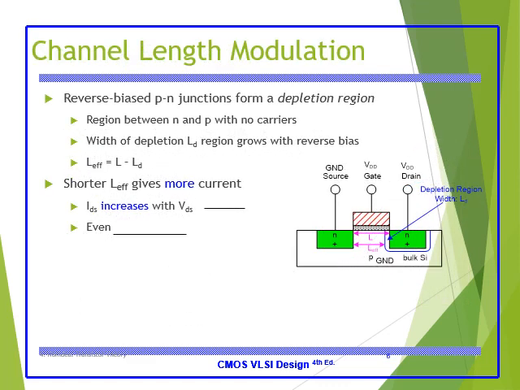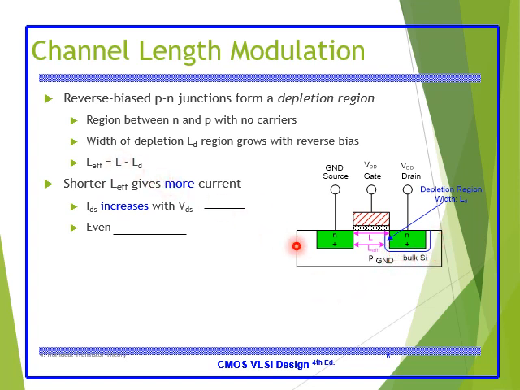Next one, channel length modulation. The reverse biased PN junctions form a depletion region. Then the region between N and P has no carriers. Then the width of the depletion region LD grows with increased reverse bias. Here we have the original length of the channel, and after the depletion region we have the L effective, which is the channel length of this transistor. This is the depletion region width.